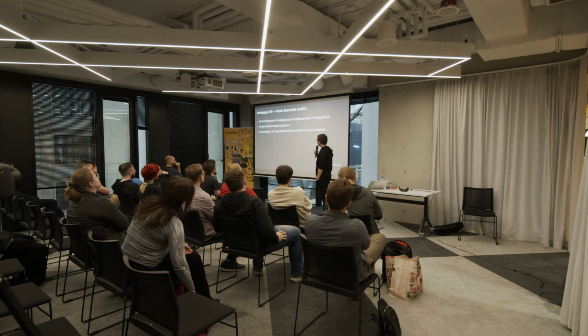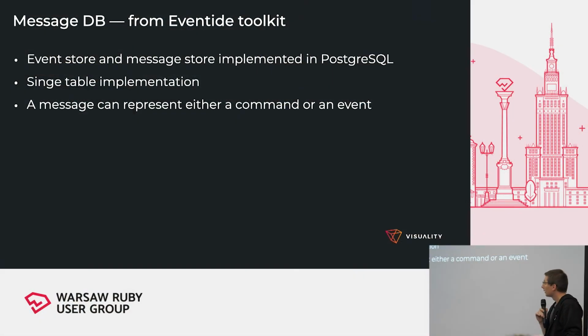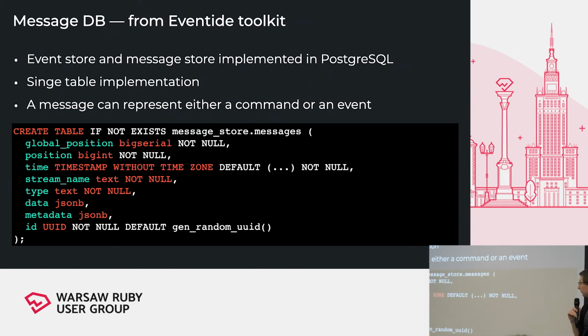Let's go back to MessageDB for a second. As I've said, it's an event store, a message store implemented in Postgres. Its implementation is just a single table. You can imagine that it's called messages. And as we've said, a message can represent an event or a command. Let me show you how it looks, even though it's blinking. It's very simple on one hand. We have messages. Let's go over very quickly what's in it.